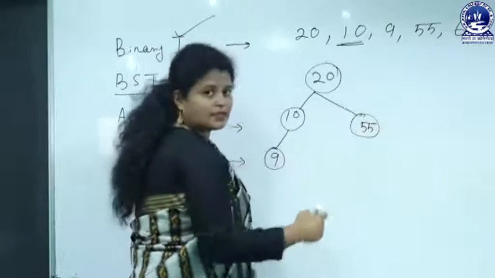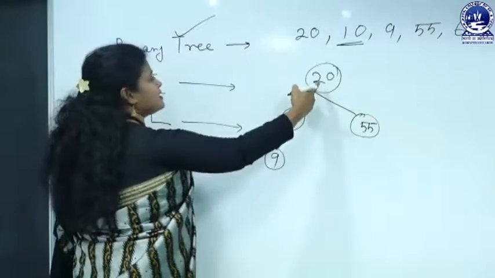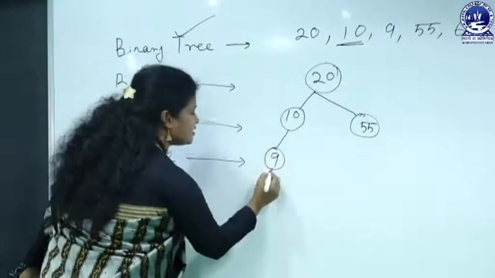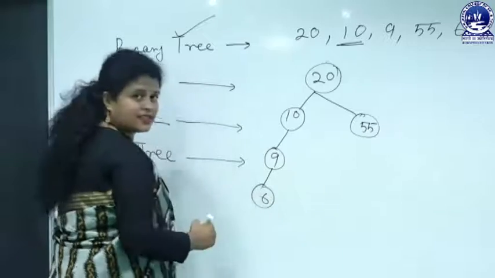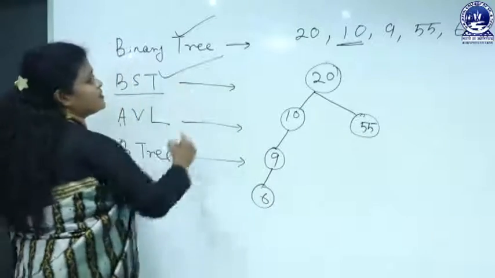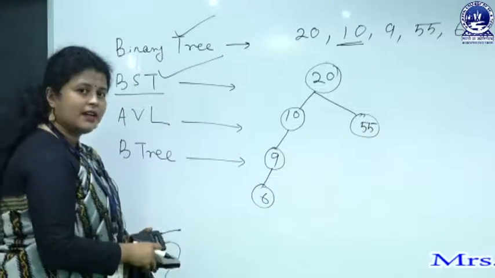Then 6. Last one is 6. And 6 is lesser, lesser, lesser, so 6 will be placed here. This is about BST. I hope you have cleared on this.